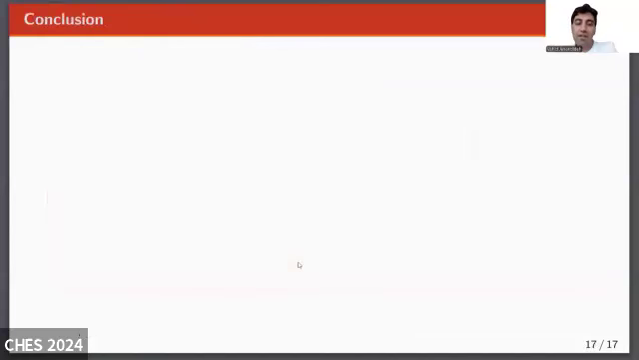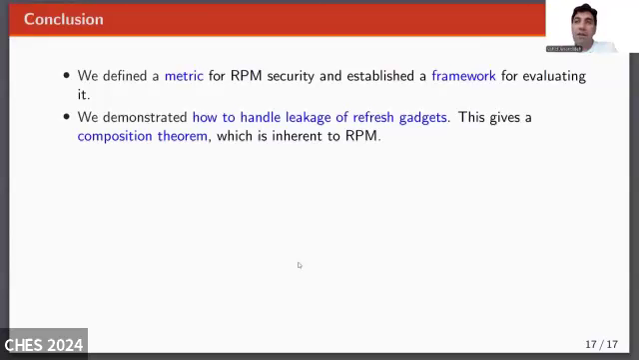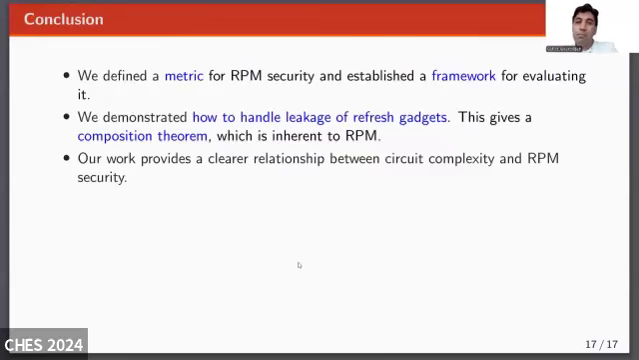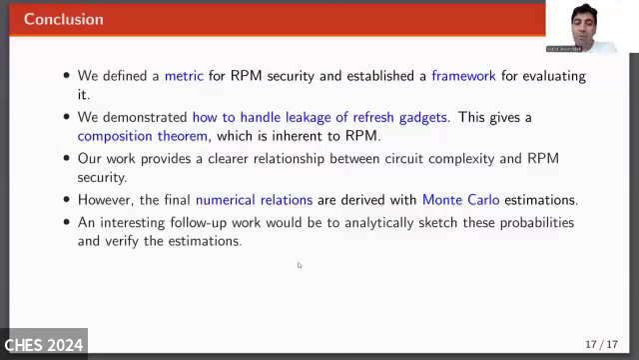So to conclude our talk, we defined the metric for RPN security and established a framework for evaluating it. We demonstrated how to handle leakage of refresh gadgets, and this gave us a composition theorem, which is inherent to the random probing model. Our work provides a clear relation between circuit complexity and RPN security. However, the final numerical relations are derived with Monte Carlo estimations. An interesting follow-up work would be to analytically sketch these probabilities and verify the estimations.